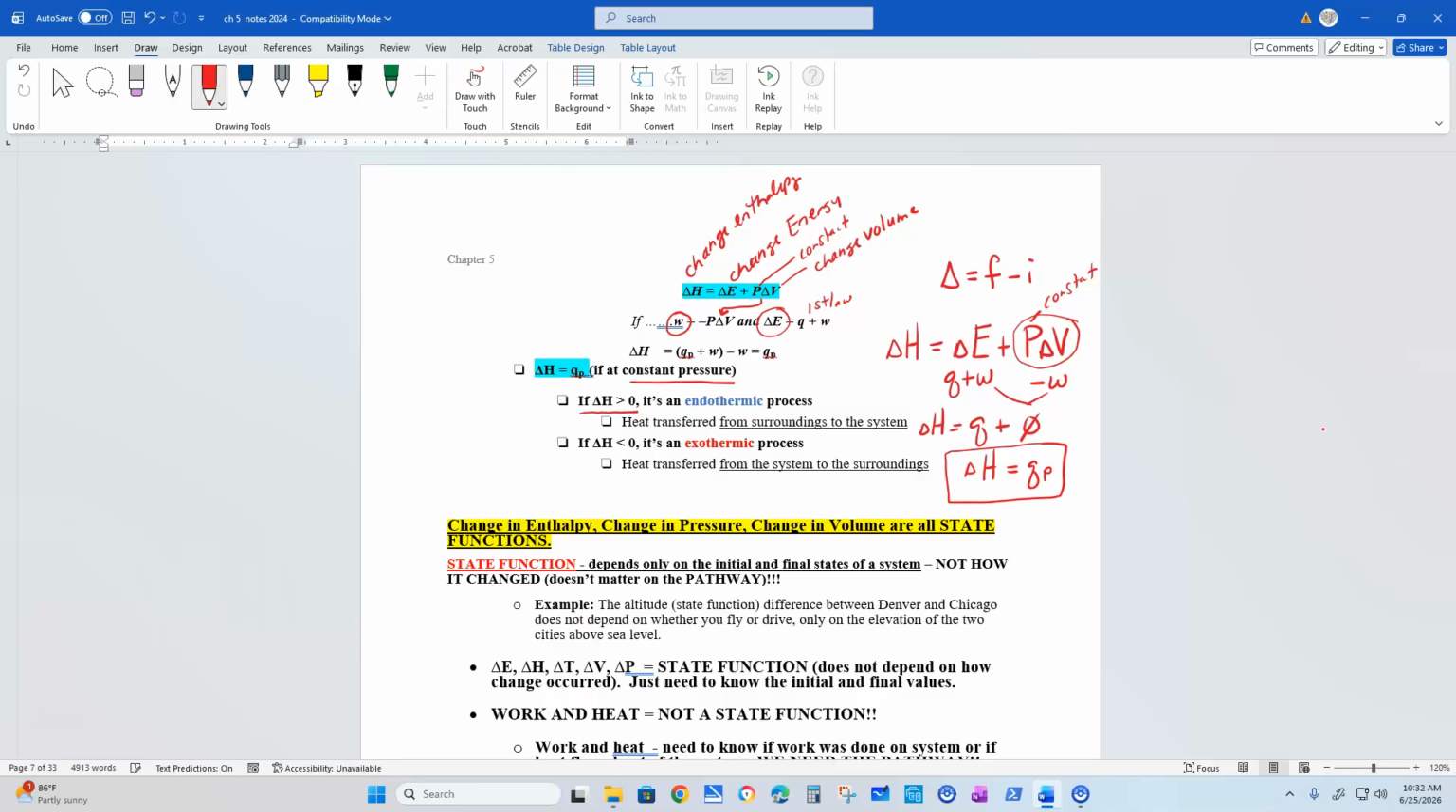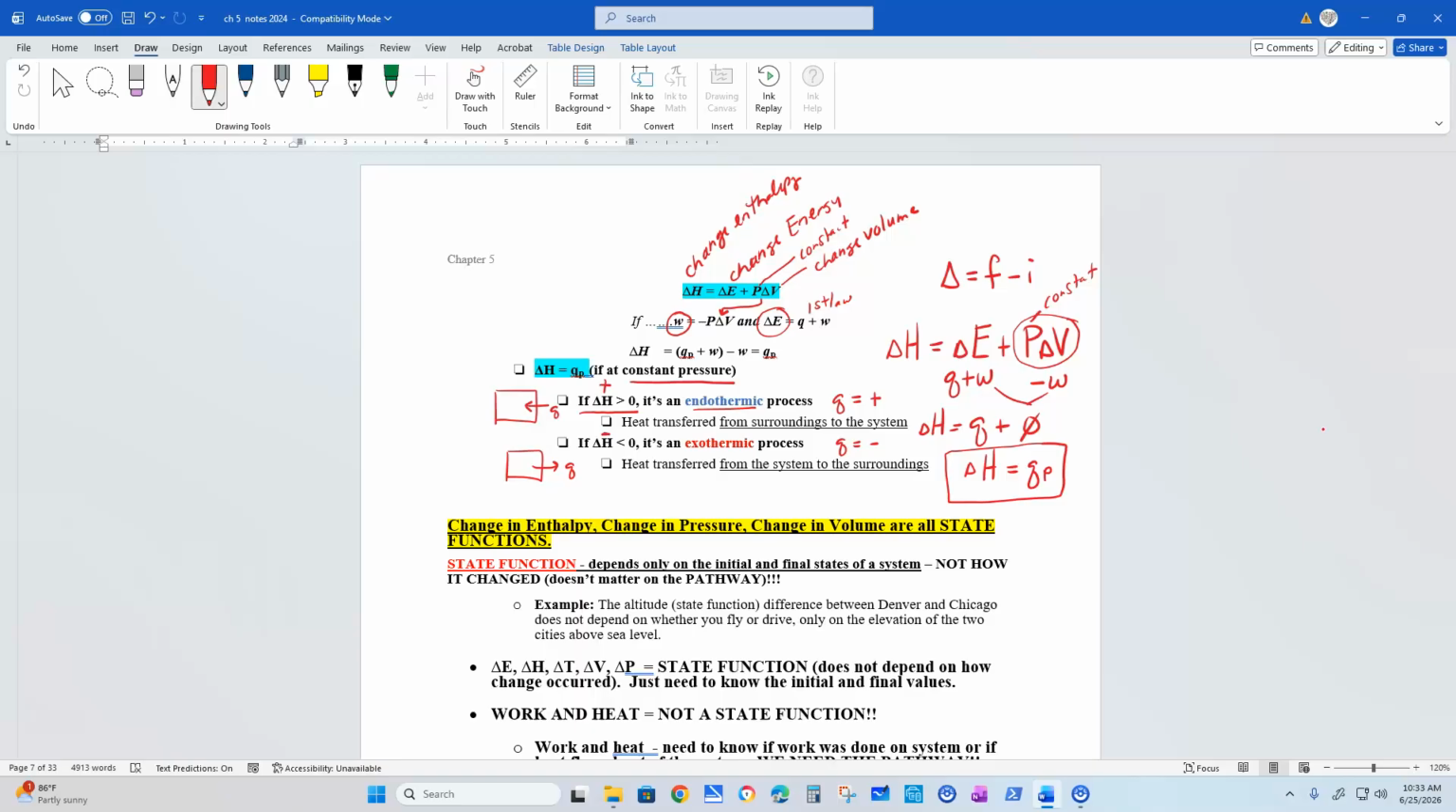So if you have a positive delta H value, it's endothermic. Same thing if Q was positive. That means the heat is transferred from the surroundings to the system. So you would actually see the Q, the heat, coming in. If delta H is negative, we have exothermic, and we know our Q would be negative. Heat is transferred from the system to the surroundings. So if you know what heat is doing, you know what delta H is doing because it's the same value, just as long as you're at constant pressure, okay?